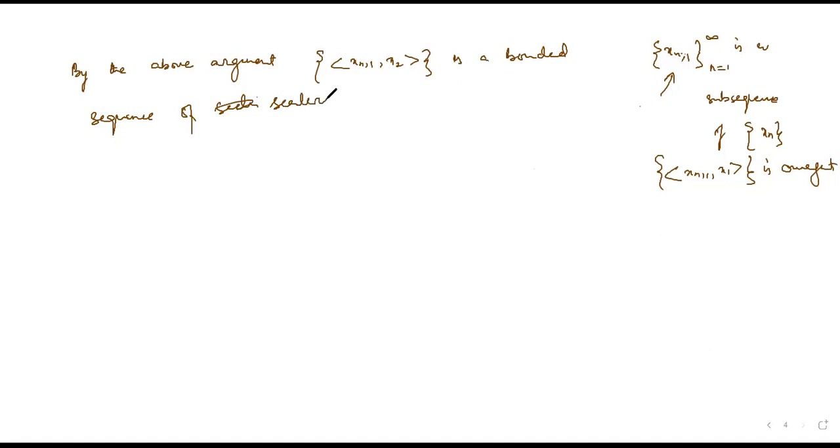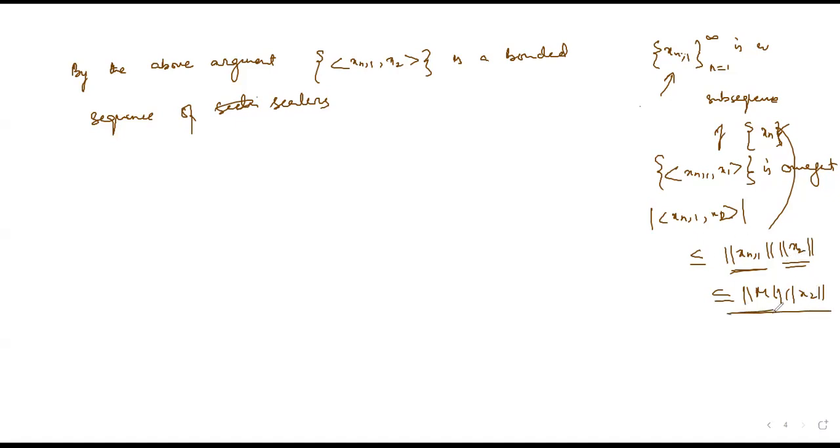Scalars? चलो, because by Cauchy-Schwarz inequality, |⟨xn1, x2⟩| is less than or equal to norm of xn1 into norm of x2, सॉरी यहाँ मैंने x2 लिखा, ठीक है। अब x2 फिक्स्ड है, लेकिन ये जो है ये इसकी सब सीक्वेंस है ना, सो दिस इज आल्सो लेस देन इक्वल टू m, क्योंकि सारे के सारे xn लेस देन इक्वल टू m हैं, so into norm of x2. So of course this is a bounded sequence of scalars, it's less than or equal to some positive number. So now this is a bounded sequence, therefore it has a convergent subsequence.